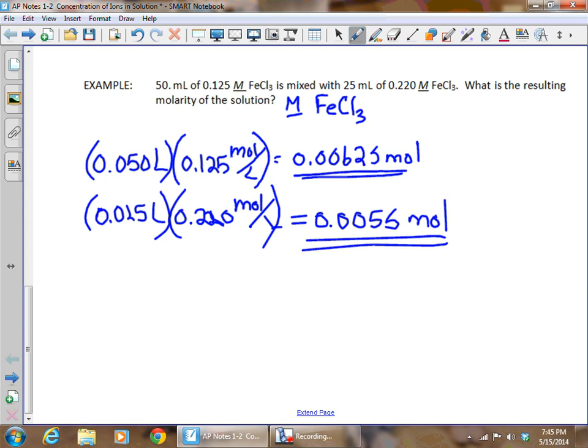So now all we need to do is to add those 2 mole values together, since it's the same substance in the solution, and divide by total liters. Looks like we've got 50 milliliters added to 25 milliliters. So we're going to end up with a 75 milliliter solution. So when I add these 2 together, I end up with 0.01175 moles.